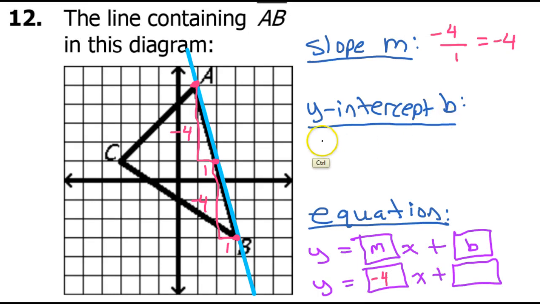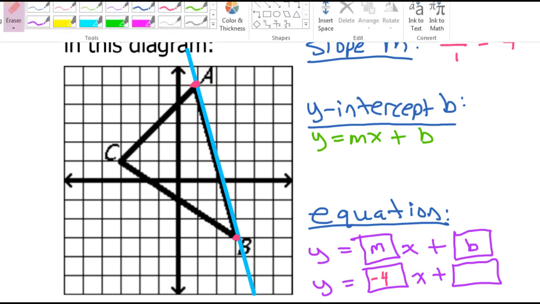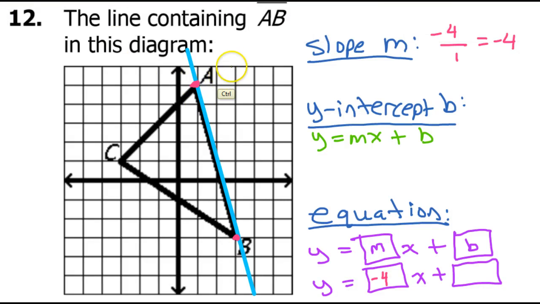Now, to find the y-intercept, here's what we do. We have y equals mx plus b. If I want to find b, I need to have y, m, and x. So what I can do is, I'm going to clean this up a little bit. Look at point A, for example. Notice that point A is the point (1, 5). Now that is an x and a y. So I can substitute that in.